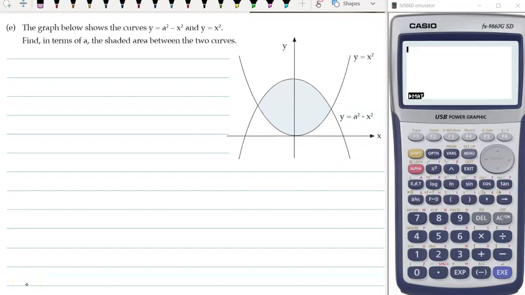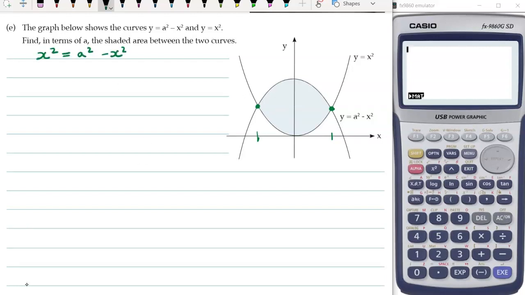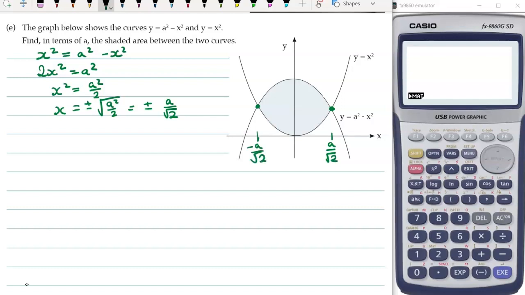Okay, if we're finding this shaded area, we need those points of intersection so we know the limits we're integrating between. That happens when x squared equals a squared minus x squared, setting those two equations equal to each other. So 2x squared equals a squared. So then x squared is a squared over 2, so x is plus or minus the square root of a squared over 2, which is plus or minus a over root 2. So this one here is a over root 2, and this one here is minus a over root 2.